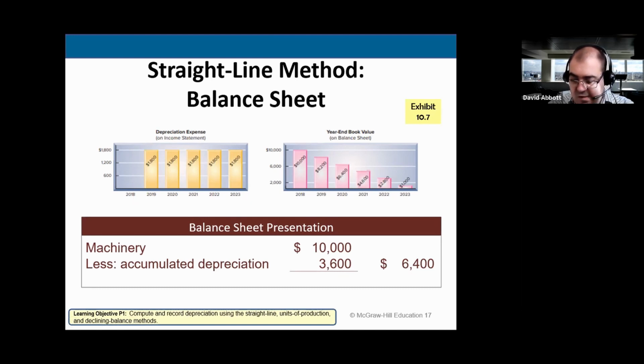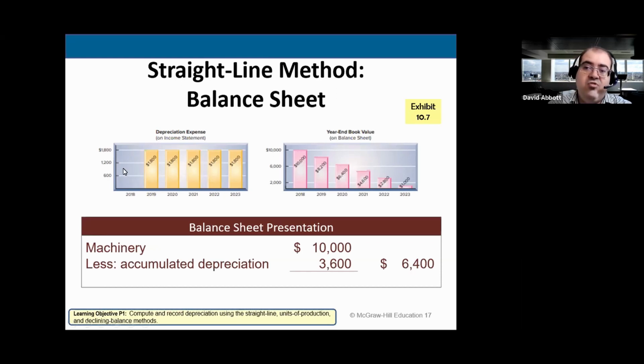The net balance sheet amount is the asset book value, or simply book value, and is computed as the asset's total cost less its accumulated depreciation. For example, at the end of year 2, December 31st of 2020, its book value is $6,400 and is reported on the balance sheet as shown.